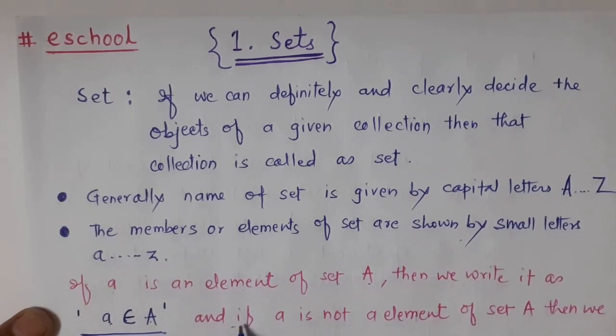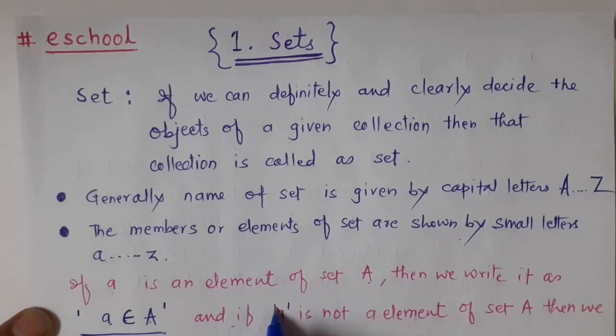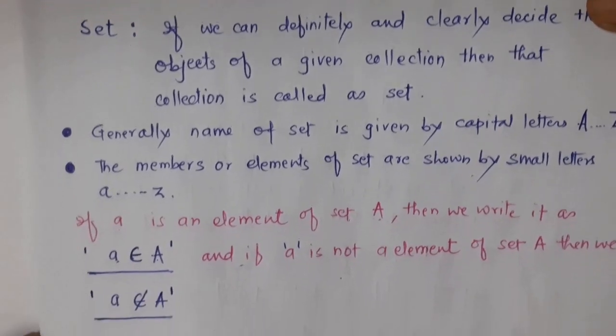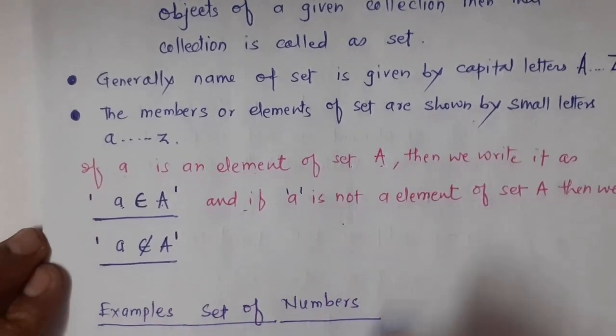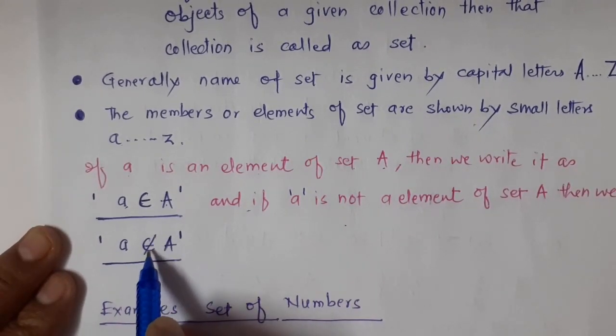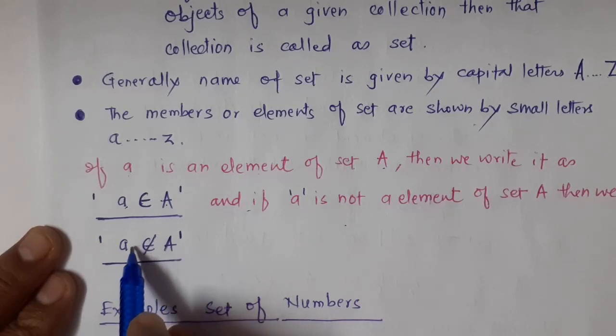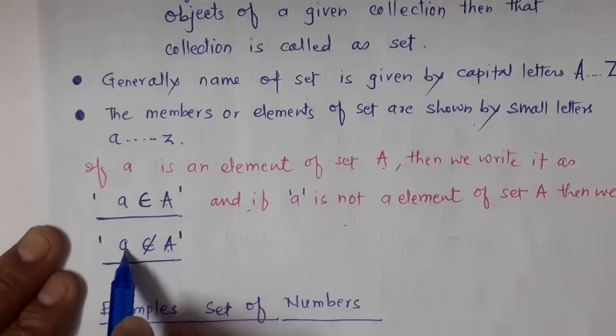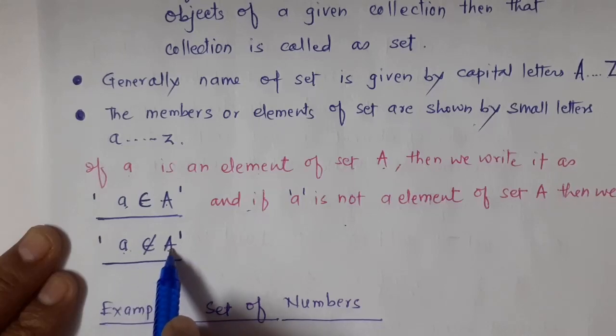And if a is not an element of set A, then how can we write it? We write a, this sign shows it does not belong to A. That means a is not an element of set A. So we can write it in this symbolic manner.